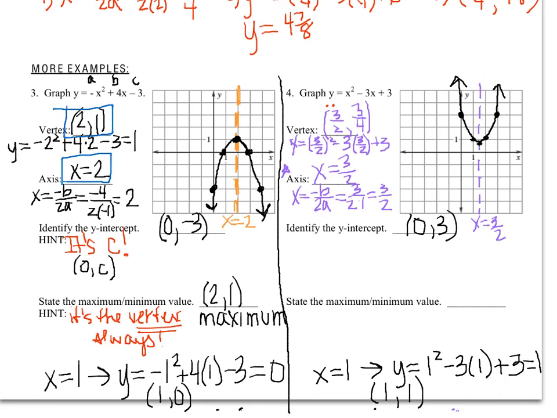The last part here, state the maximum or minimum. Well, it's right here, and it's at the very bottom, so it's a minimum. And it's our vertex. So it's 3/2, 3/4, and it's a minimum.